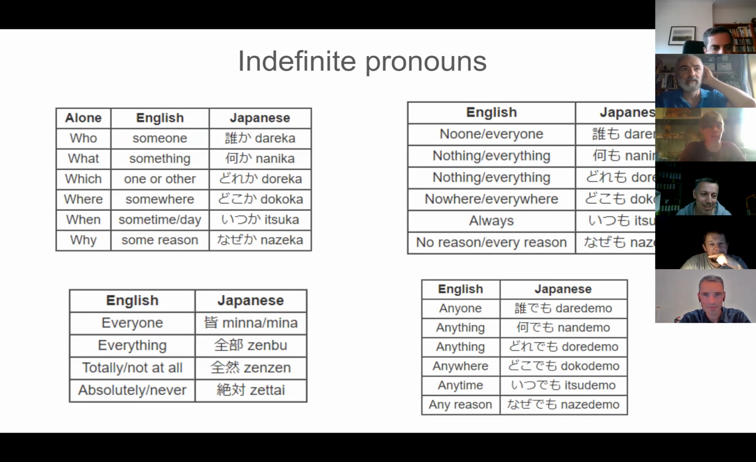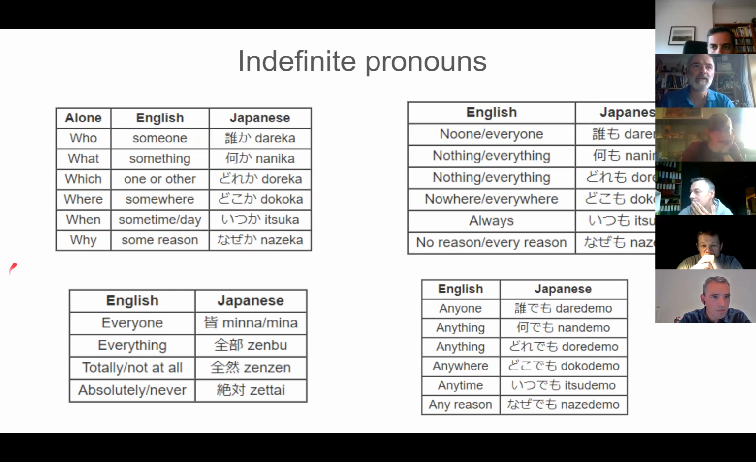Okay, so you can see that there are, in fact, maybe these are also called indefinite articles, indefinite pronouns. So who, like we just said before, we say dare and then put ka on the end. What, nani, ka, which, dore, ka, where, somewhere, doko ka, sometime, itsuka, for some reason, nazeka. This is an extra thing to what we've just been talking about. But if we want to talk about everyone, you can use daremo or daredemo. Usually we use minna or minasan.